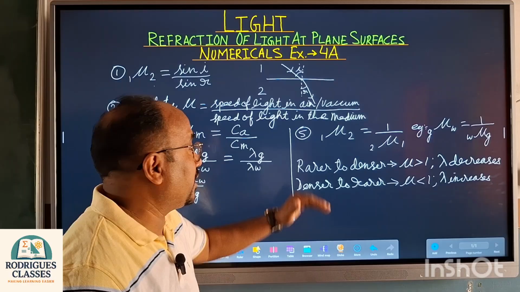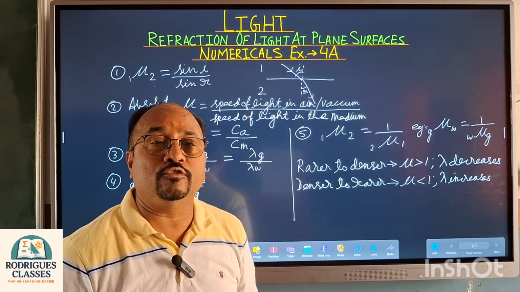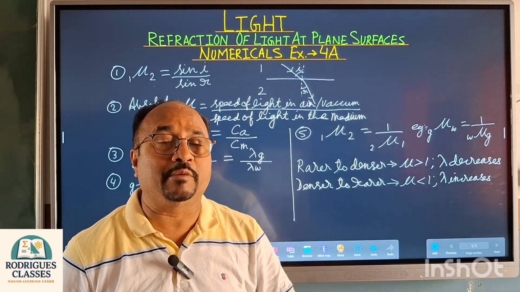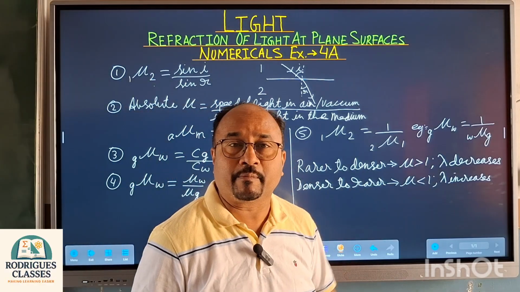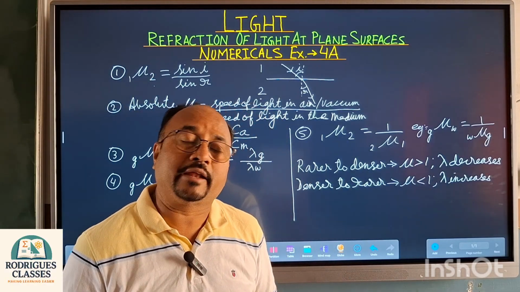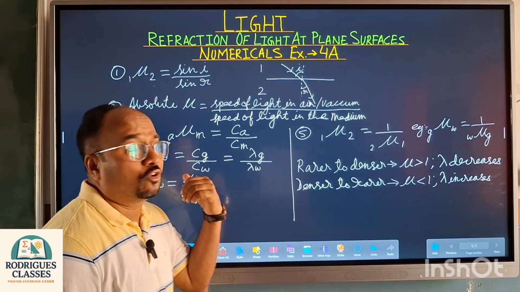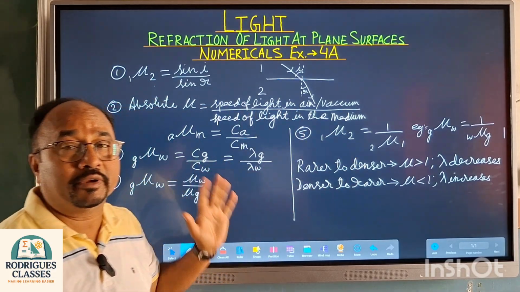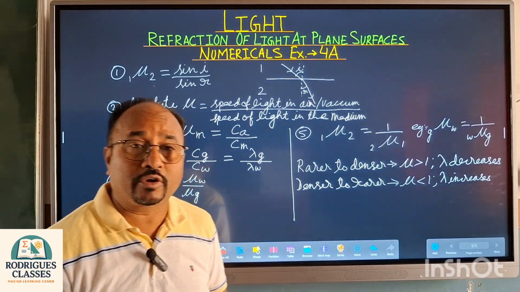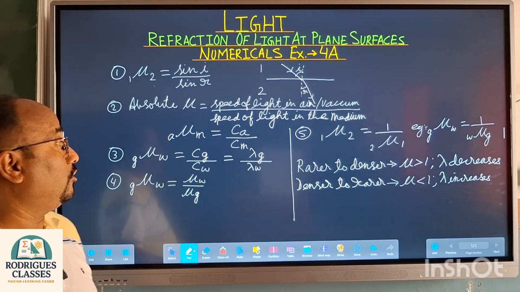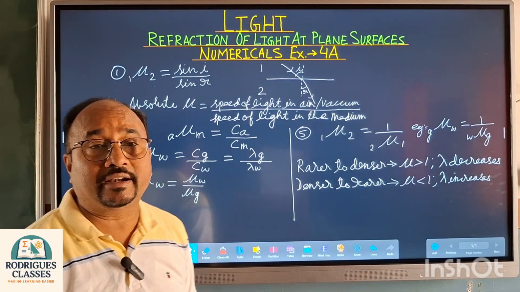Okay, so there are two conditions. To avoid confusion, whenever two of them are there, always remember one of them and tell yourself the other one can be reversed. So these all will be used while doing the numericals of this first part, that is, we will come to exercise 4A.